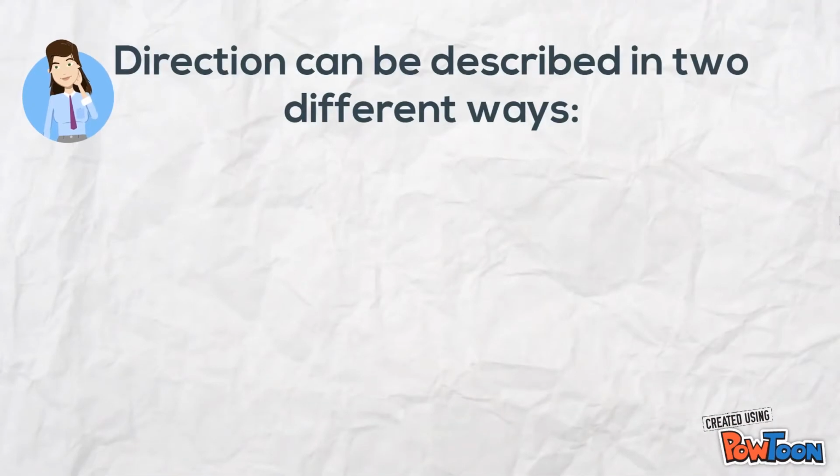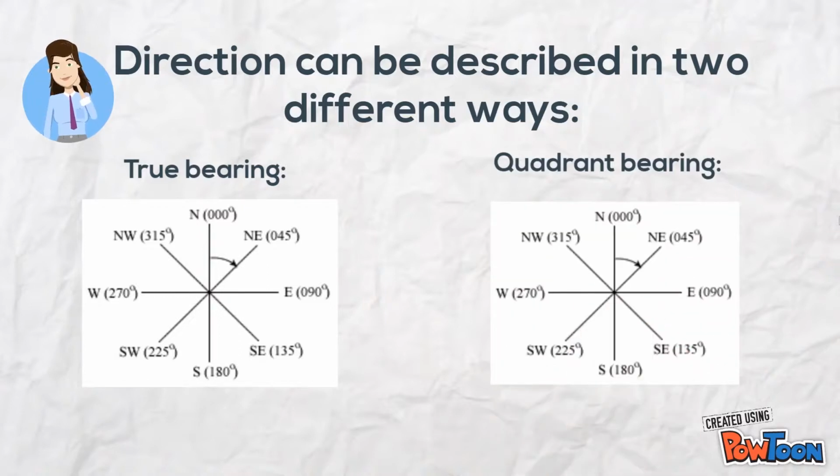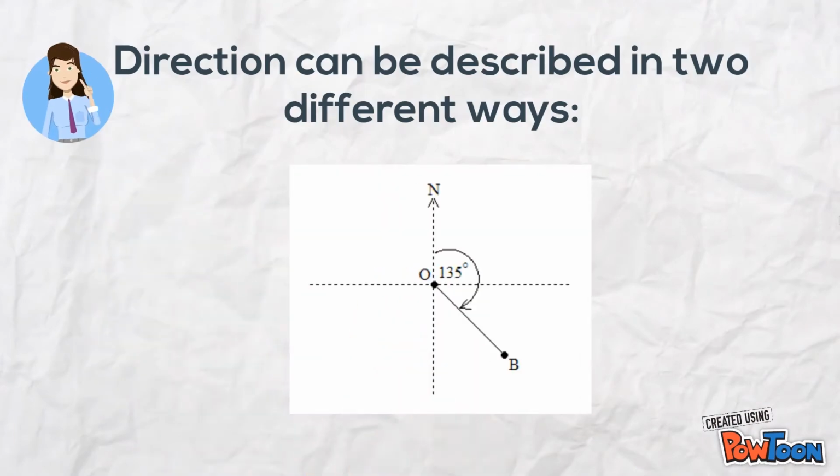Direction can also be represented in two different ways, either by using a true bearing or a quadrant bearing. Hence, the example seen in the video can either be at a true bearing of 135 degrees or a quadrant bearing of south 45 degrees east.